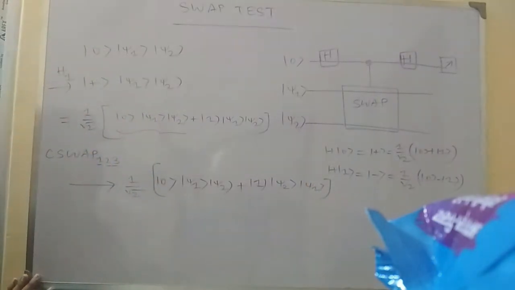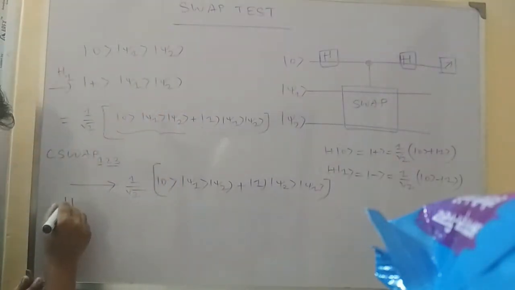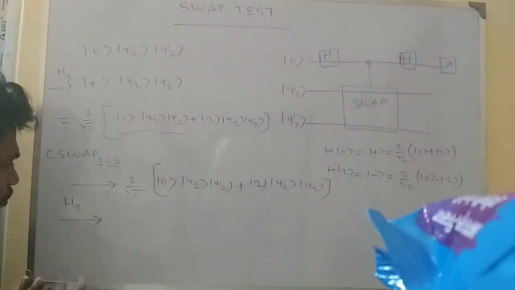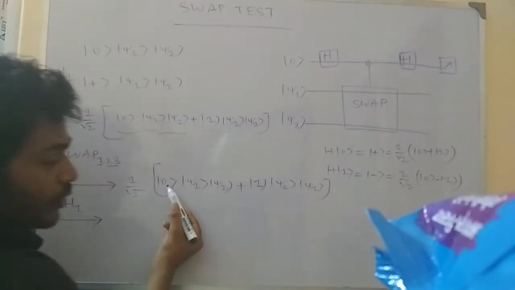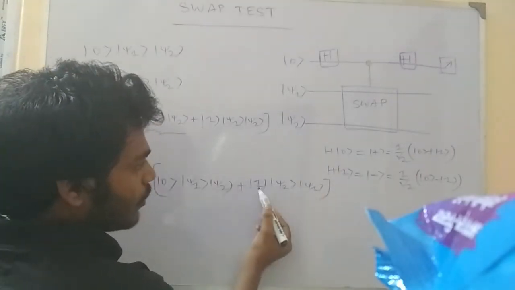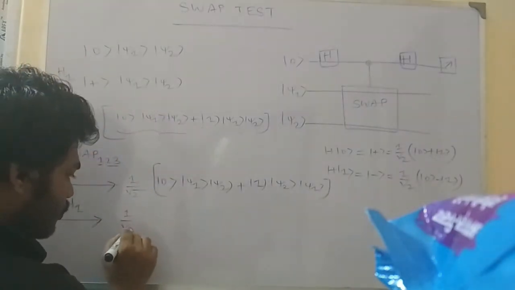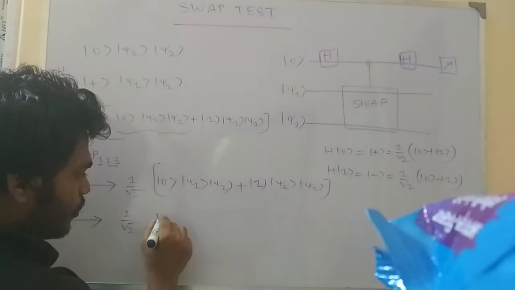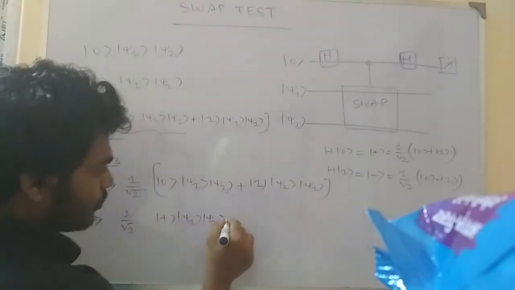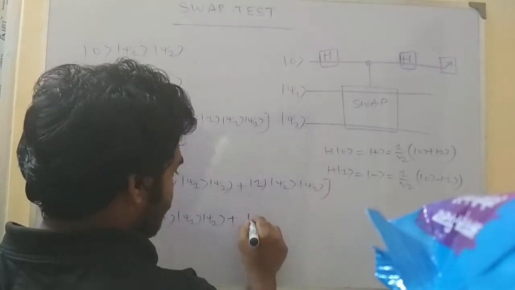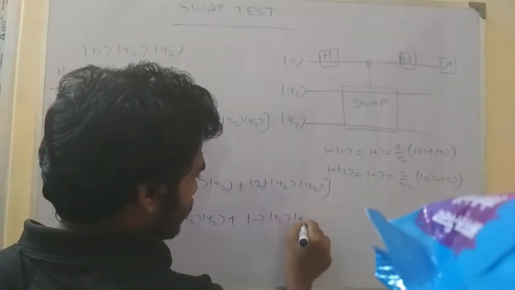Okay. Now we need to apply the Hadamard gate, again another Hadamard gate on the first qubit. Applying Hadamard gate on 0, it will become the plus state, and applying on 1, it will become minus, right? So 1 by root 2, it will become plus psi 1 psi 2, plus, this is minus psi 2 psi 1.